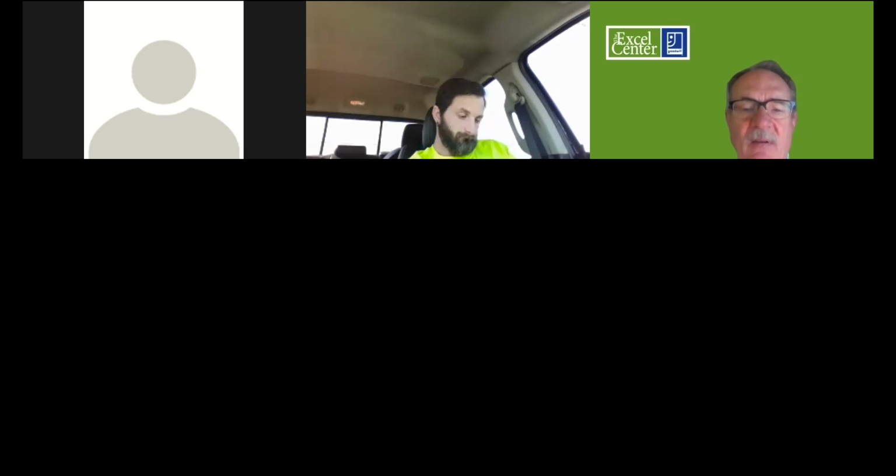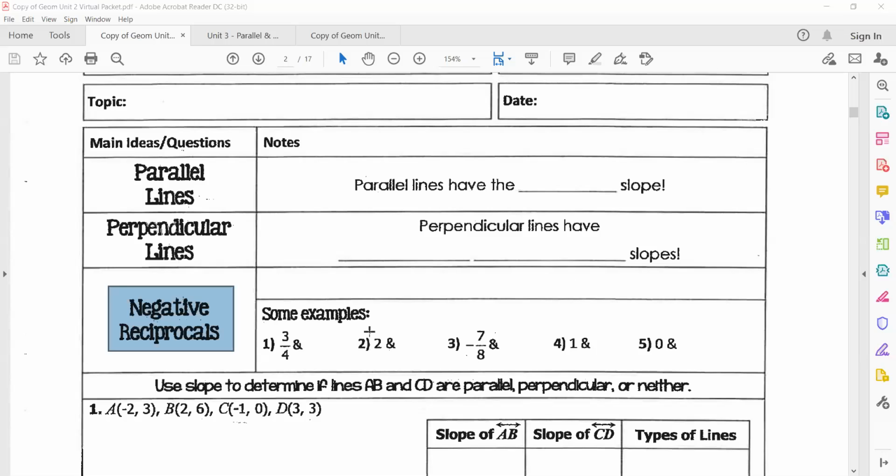So negative reciprocals would go into these, and it's just like what I just did. See, so if we've got 3/4 here, our negative reciprocal is going to be -4/3. Here's a whole number 2, so the negative reciprocal is going to be -1/2. What about number 3, -7/8? What's the negative reciprocal for that one? 8/7. Yep, 8/7, it becomes positive.